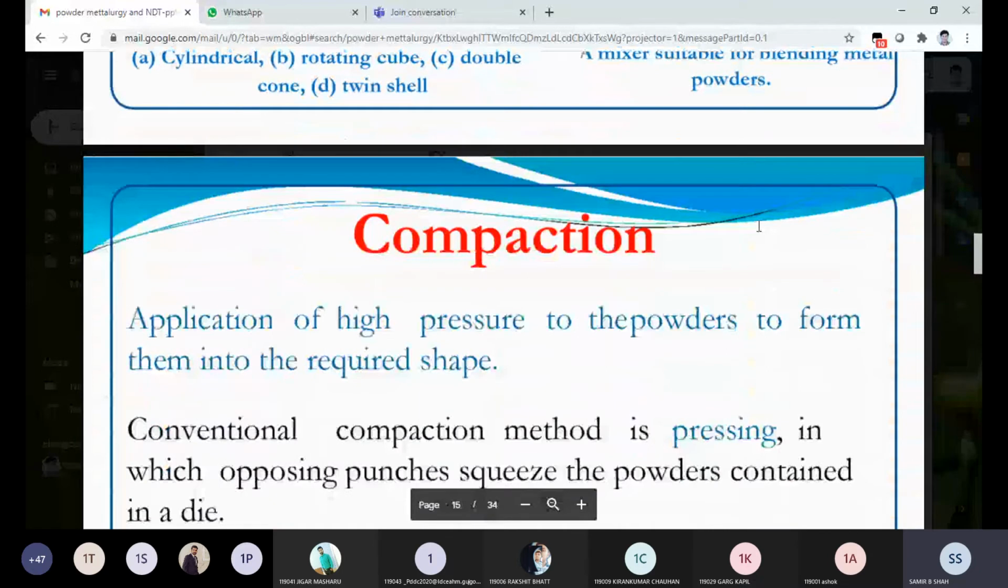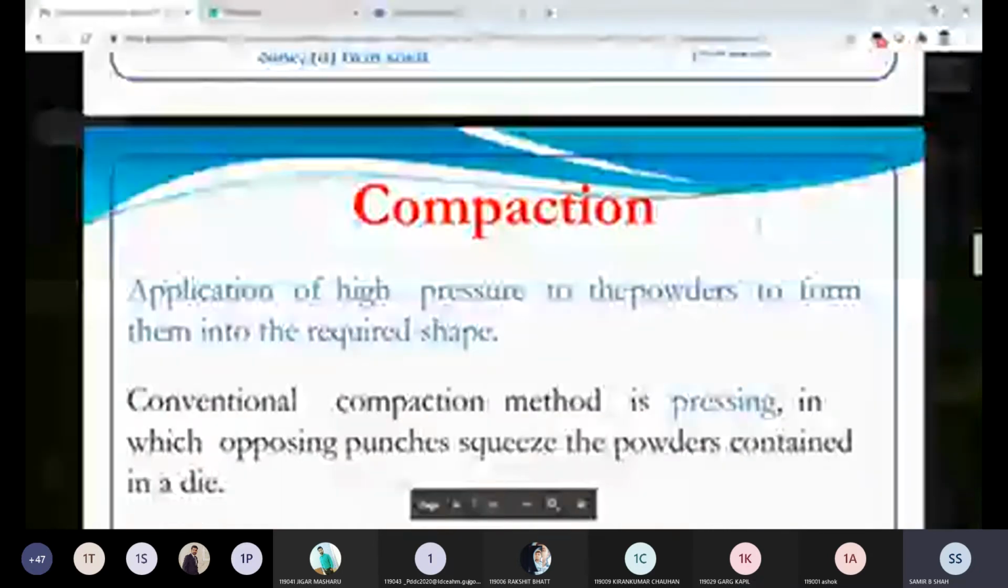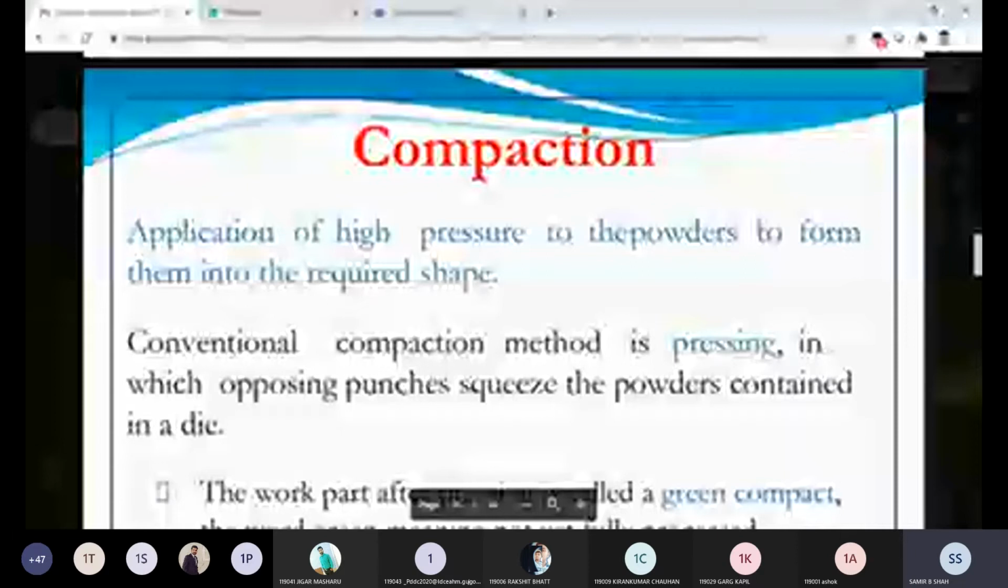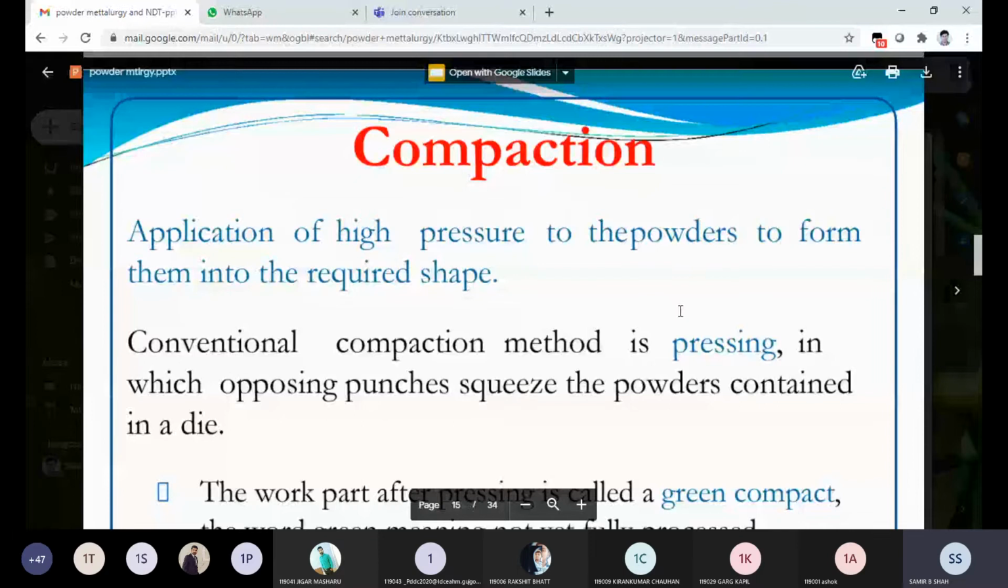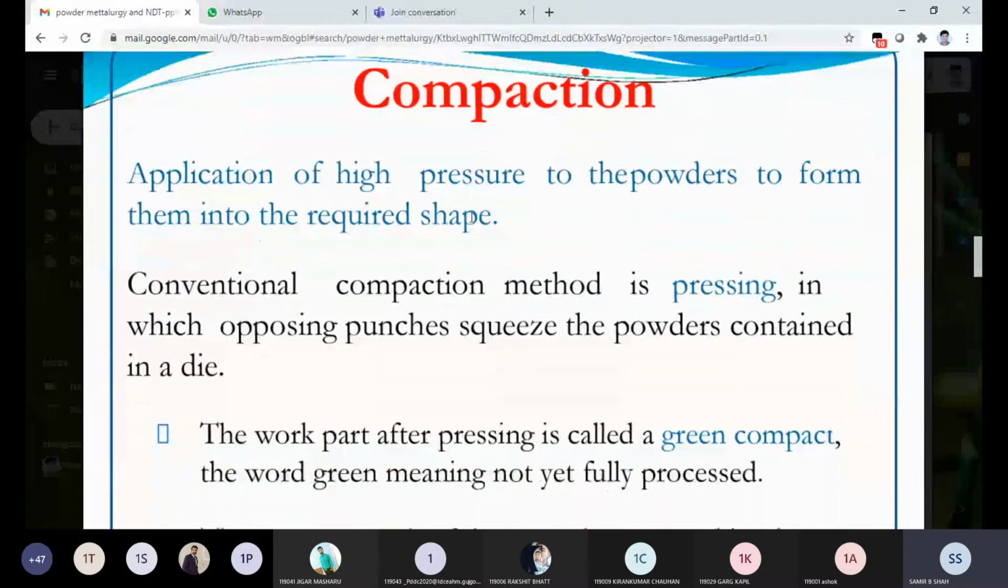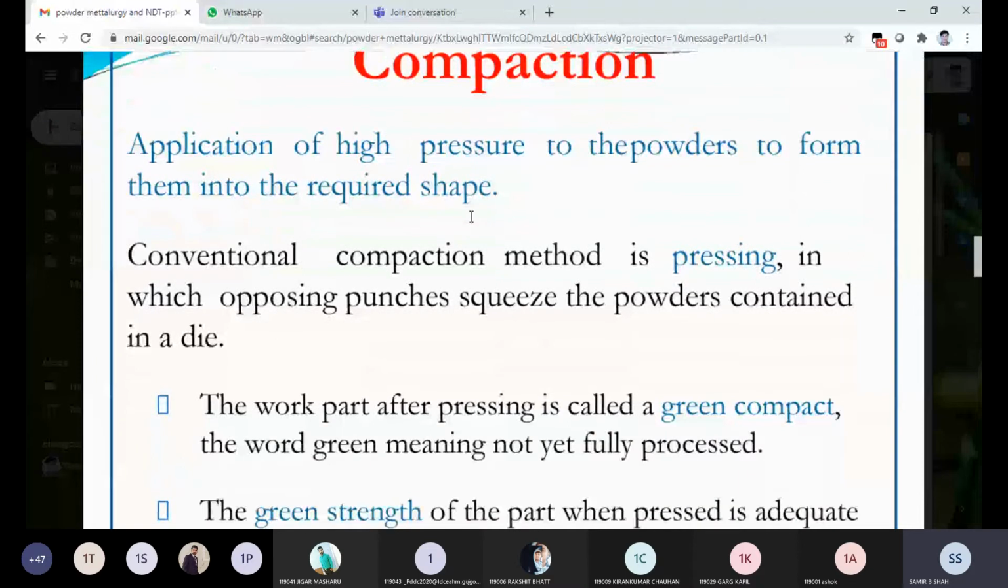Compaction. The first line is very important: application of high pressure to the powder to form it into the required shape. Whichever shape I want, how can I achieve that shape? Definitely I require enough pressure, and that pressure is called compaction. So the conventional compaction method is pressing, in which opposing punches squeeze the powder contained in a die.